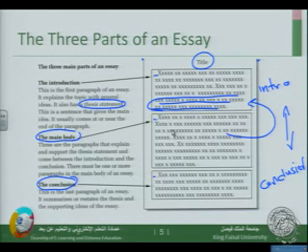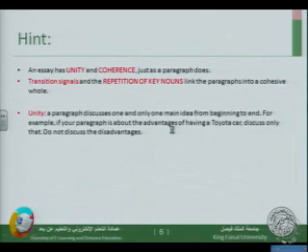So here is a simple diagram showing you the main three parts of an essay, of any academic essay.